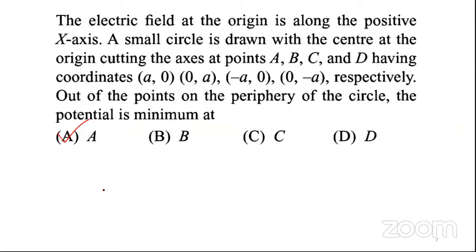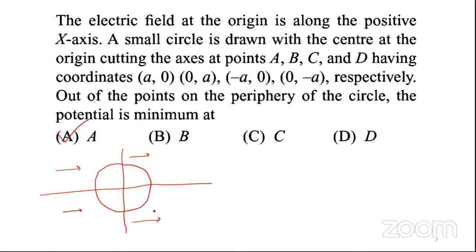Yeah, this is also based on the same concept. If these are the axes, the electric field is going in this direction, and we have a circle like this. So in the last point, as much as possible, over here there will be the minimum, and that is A comma 0, which is A. Alright, let's move on to the next one.